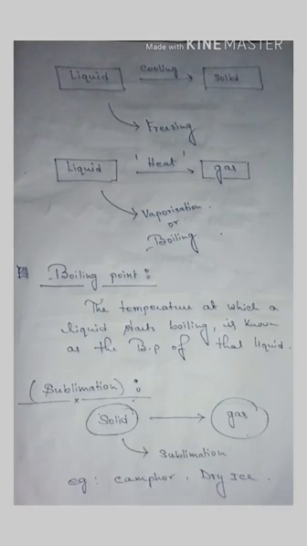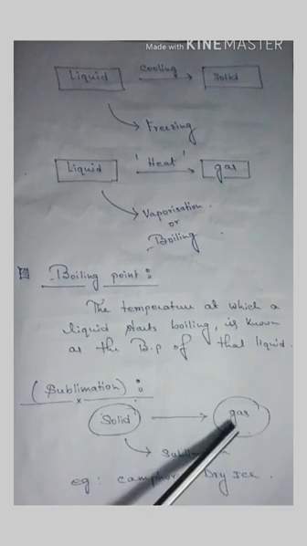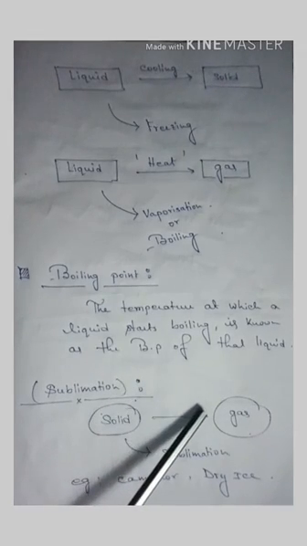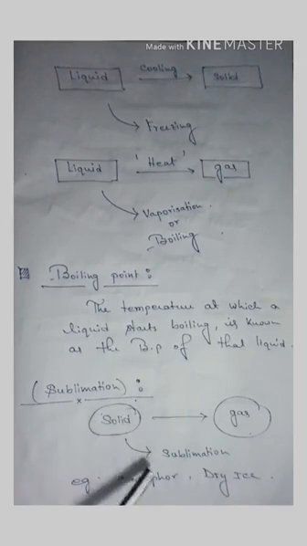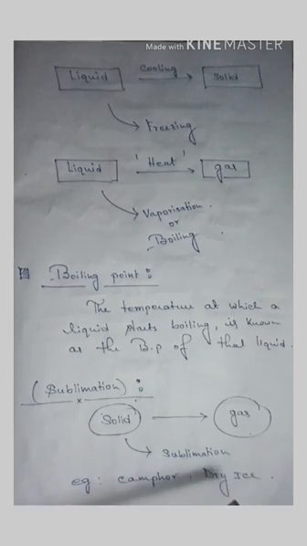So the process of conversion of solid into gaseous is known as sublimation. The solid does not change into liquid and then change into gaseous. Solid directly changes into gaseous. So this process is known as sublimation. Examples: camphor, naphthalene, dry ice, etc.